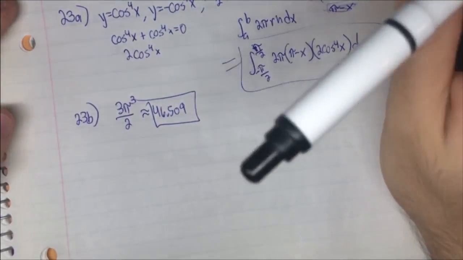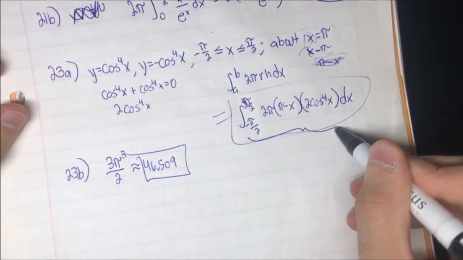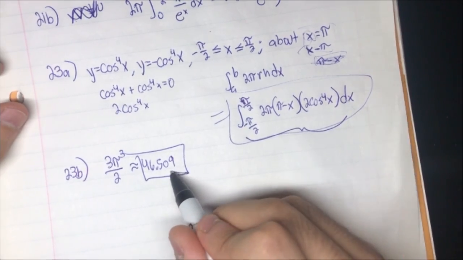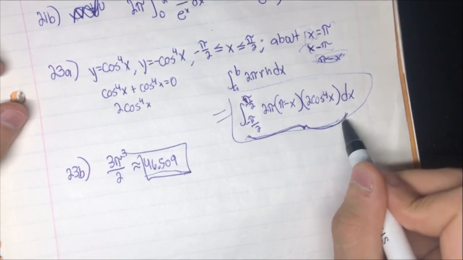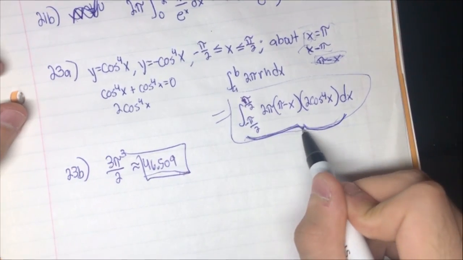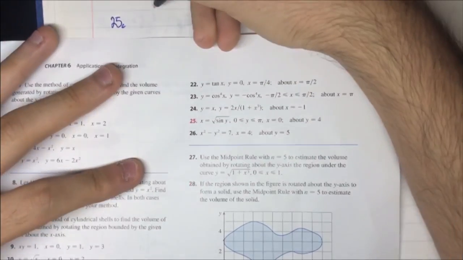46.509. That's the answer, and I'm not really sure how to get this. Are we integrating this? Is that how we get this? I don't understand, and if we do, I don't remember how to integrate this. Number 25, this is the problem, so let's write this down.